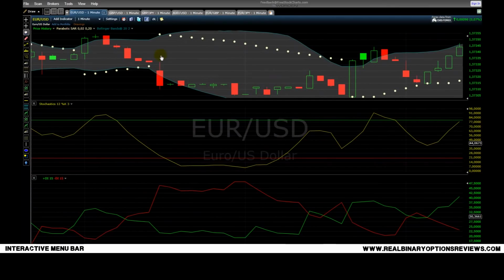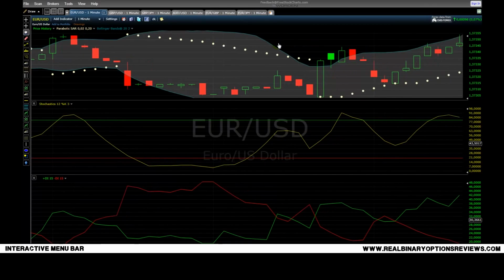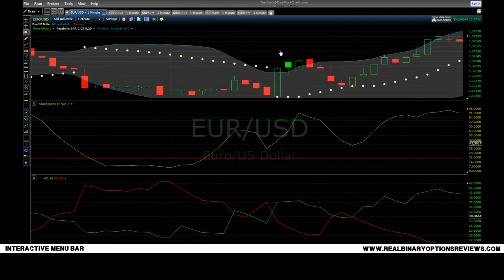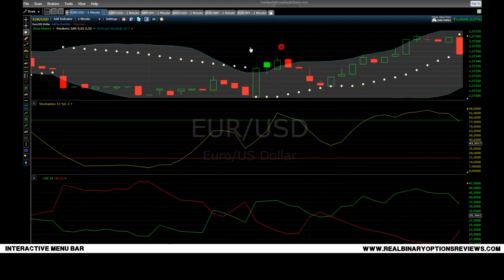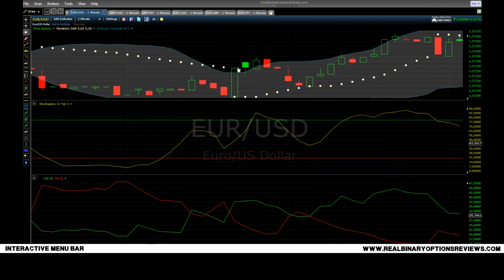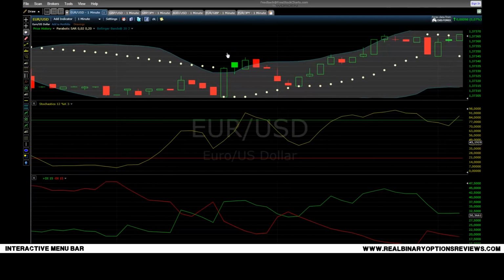So here I'm on the euro-dollar currency pair and you have to have 1-minute charts open here. Now I'm going to show you basically how this works. As I mentioned in previous videos, I'm waiting for the stochastic to be above the level 80 or below the level 20, and at the same time I'm waiting for a green candle to cross the upper Bollinger Band or for a red candle to cross the lower Bollinger Band.